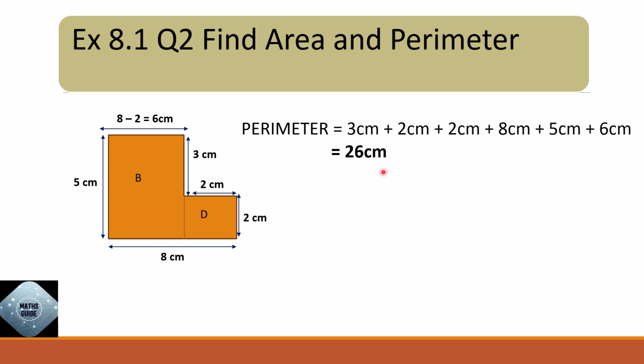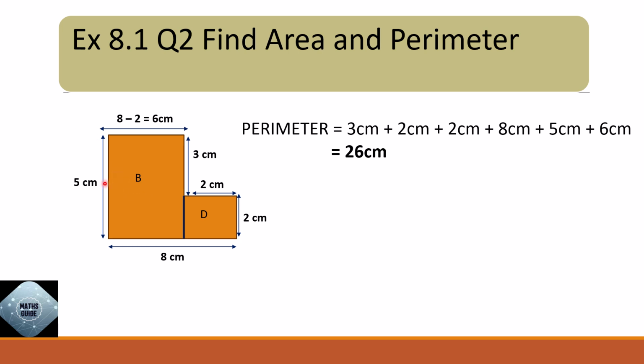For area, we will separate this shape into two different shapes. The first shape is a rectangle and the second one is a square, as the two dimensions are of equal length. So we will separately find out the area of shape B, then we will find the area of shape D, and in the last we will find their sum to get the total area of this shape.